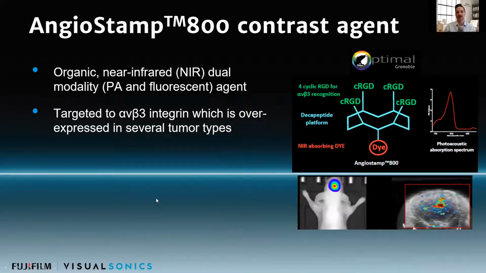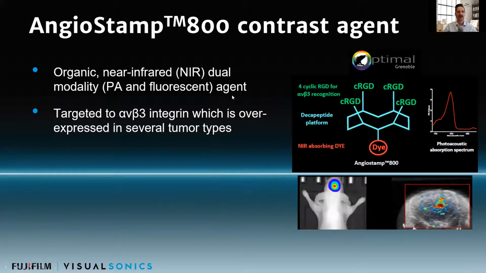That image you just saw was acquired using this contrast agent. It's a photoacoustic contrast agent and fluorescent contrast agent called AngioStamp. This is made by a group in Optimal, Grenoble, and it's commercially available. It's targeted to the alpha V beta 3 integrin, which is overexpressed in several tumor types.